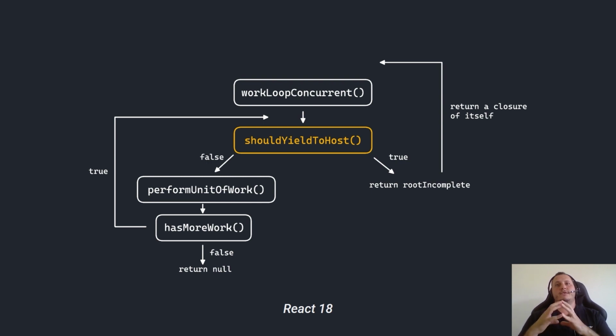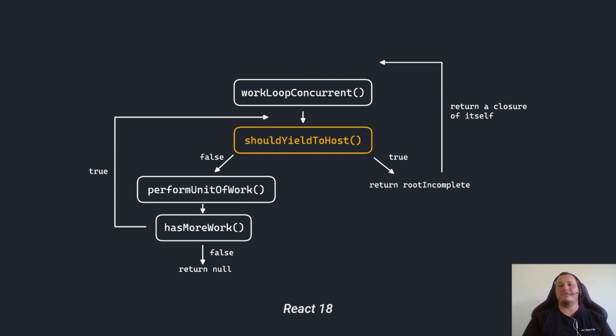Instead, if should yield to host returns true, the work loop concurrent will return a root incomplete. That is a flag, and it will return a closure. The performing unit of work will return a continuation callback. It's a closure of itself with the flag indicating that that task couldn't finish on time. So it will be resumed in the next call to the work loop concurrent.